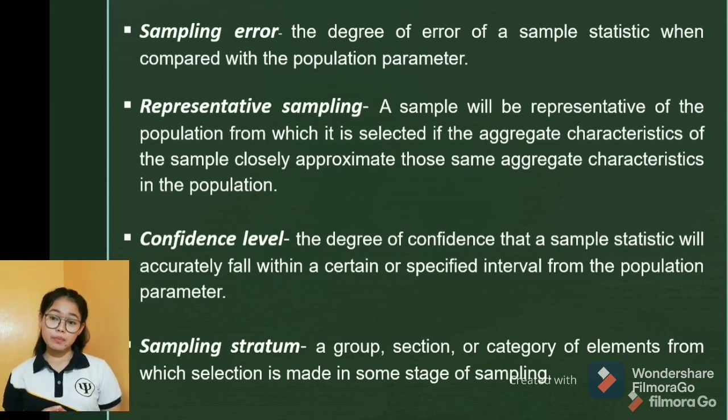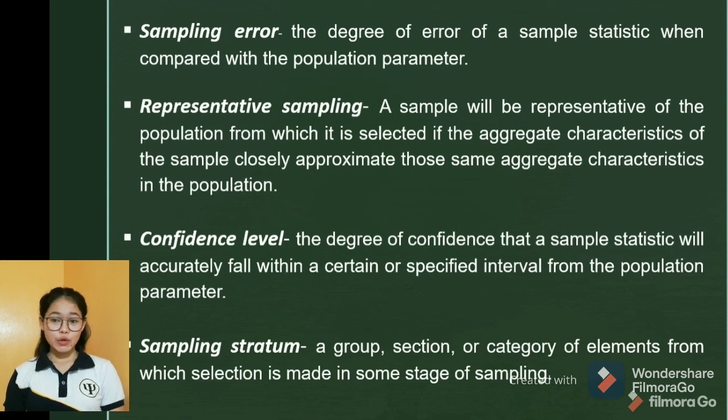Next is representative sampling. When we say representative sampling, it is said that the sample is representative of the population, which has been selected because all the people in that population have equal chances to be selected as a sample. Do you get me? I hope you do.